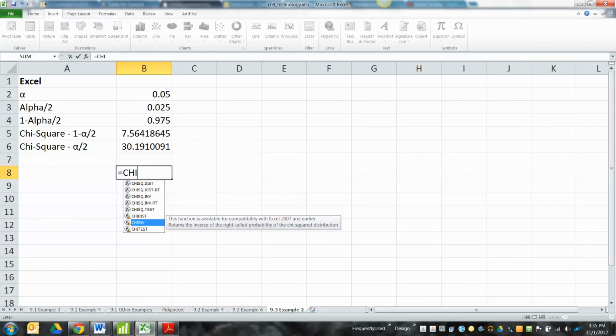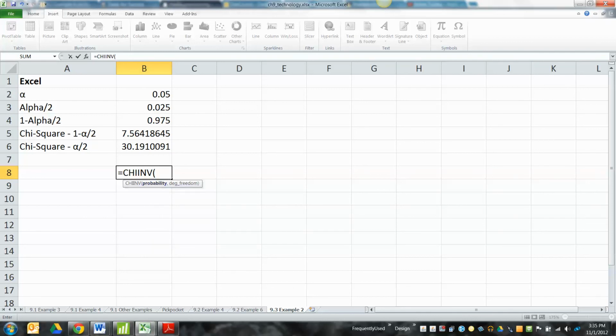Okay, so I pick chi inverse. Again, it says the right tail. So that means it's going to work like the one with the .RT. So if I take 0.025 comma 17, that gives you the right-hand one, 30.19, bigger than this one. And then if you did the other one, it'd be chi inverse, oh sorry, I did it wrong, 0.975. There we go.